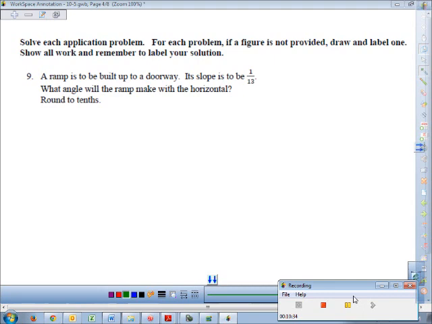A ramp is to be built up to a doorway. Its slope is to be 1/13. And people don't know what that 1/13 is all about. I hope mathematically you understand what that word means. Have you seen that in a math class before? If you were to have a slope of 1/13 on a graph, how would you graph it? You would do what? Rise over run, right? So rise over run, correct?